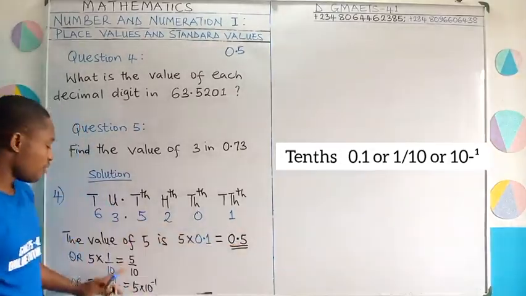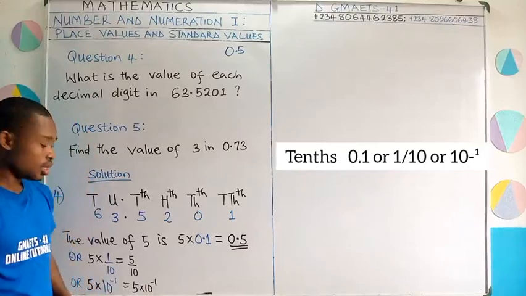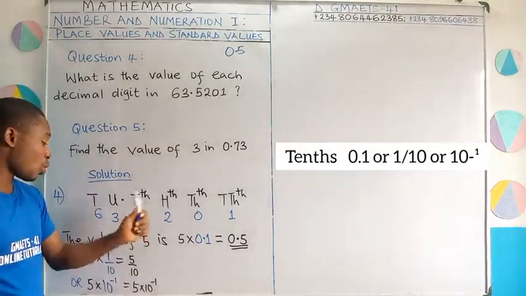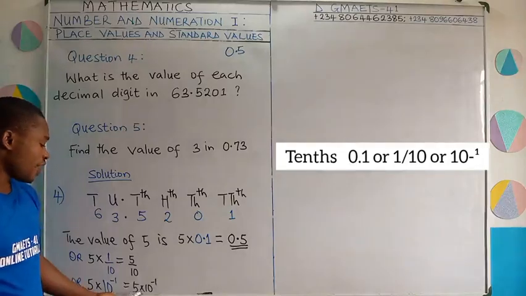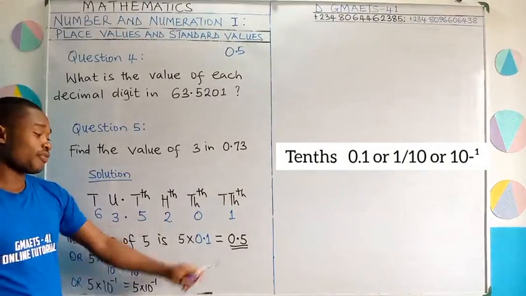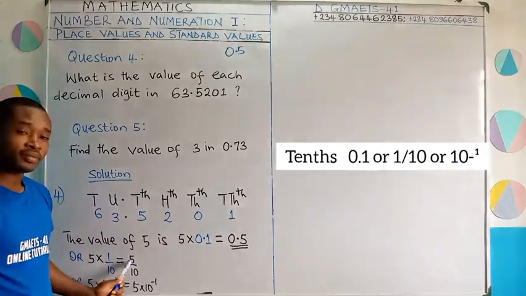0.5, 5 over 10. 5 over 10 can still be reduced to 1 over 2, because 5 divides 5 to give 1, and 5 divides 10 to give 2. So 1 over 2. And then 5 times 10 raised to the power minus 1 is still another answer. But I prefer leaving the answer like this one, okay? Or this one.